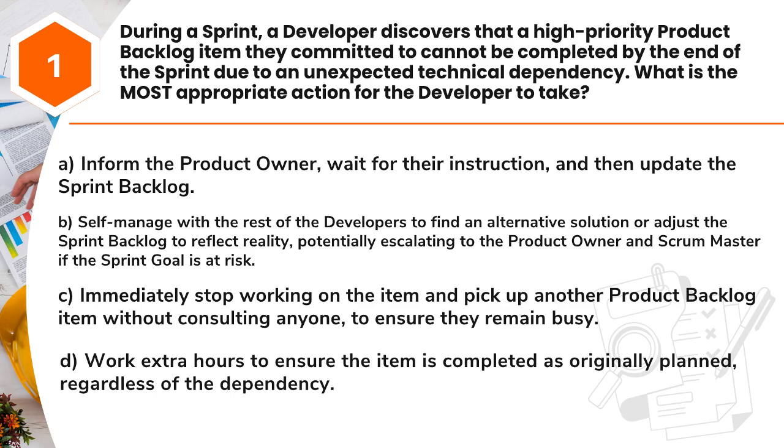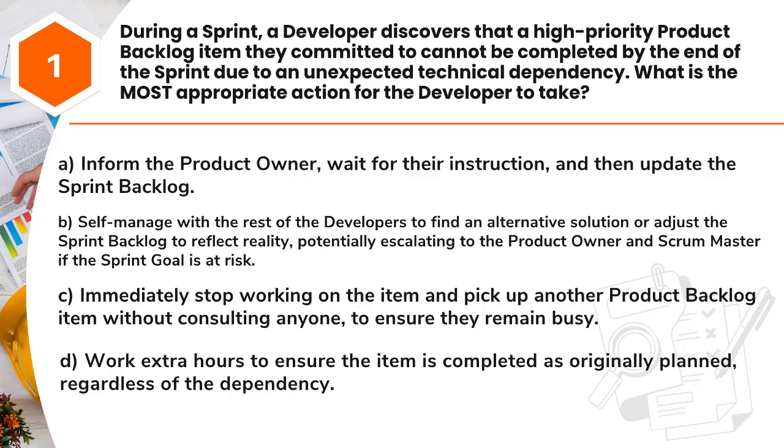Question 1. During a sprint, a developer discovers that a high-priority product backlog item they committed to cannot be completed by the end of the sprint due to an unexpected technical dependency. What is the most appropriate action for the developer to take?